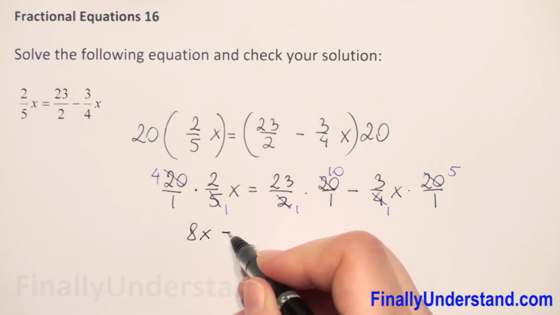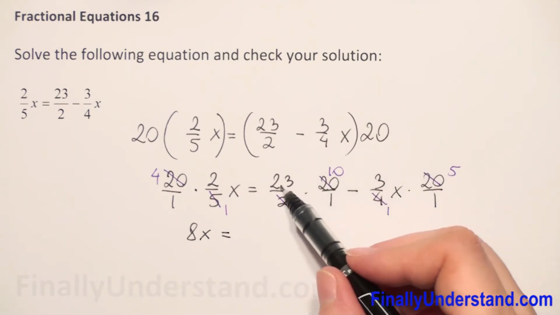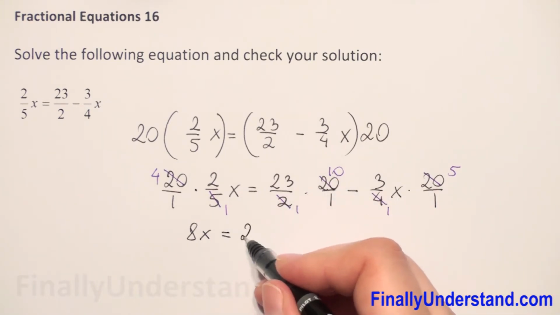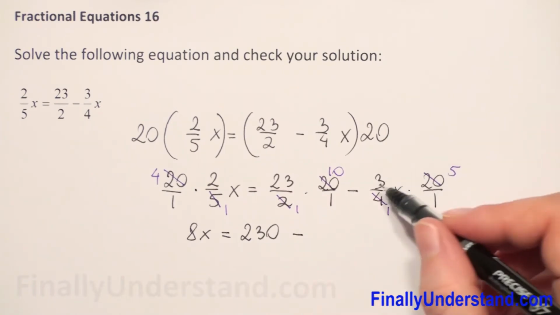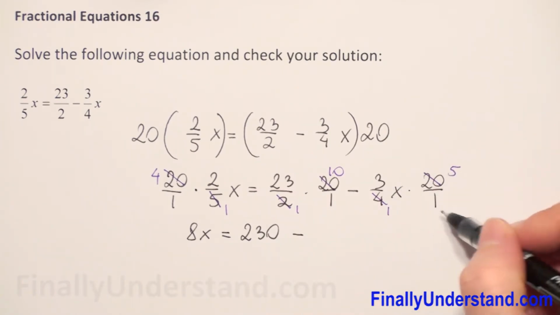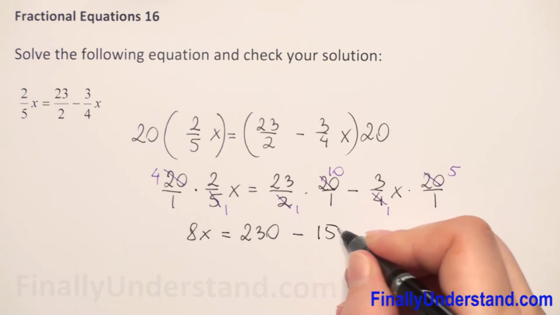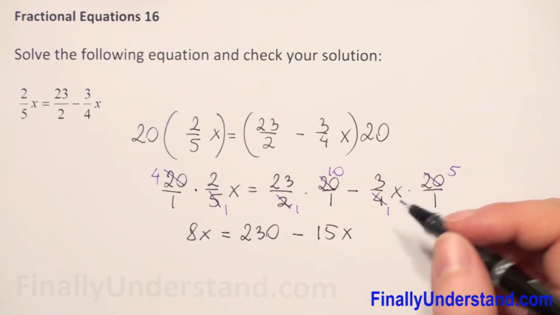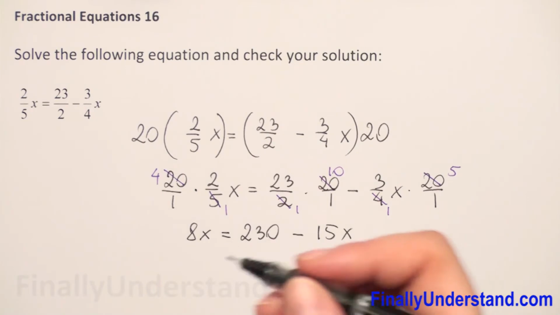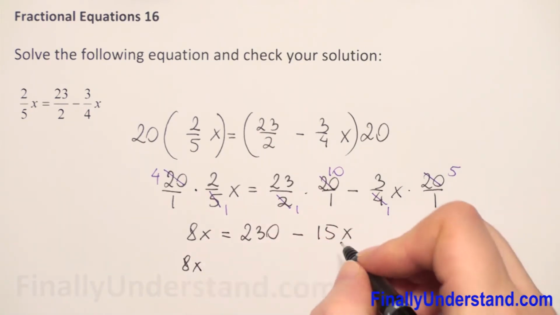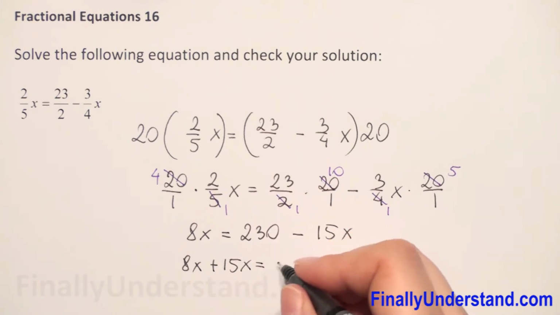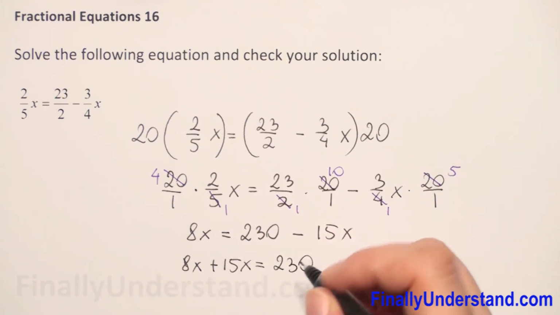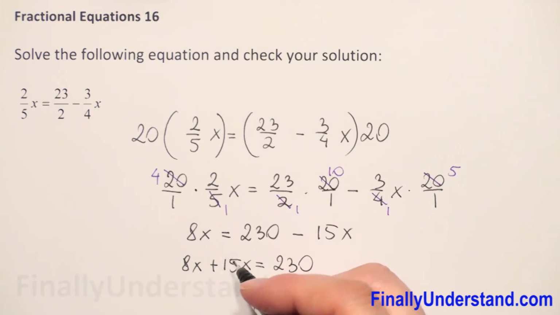Next we have to copy. This is equal to 23 times 10, which is 230 over 1, we don't have to write. Minus 3 times 5 is 15 over 1 is still 15, and x we copy. Next I will move negative 15x to the right side, so it will be 8x, and now positive 15x is equal to 230. 8 plus 15, so this is equal to 23x.